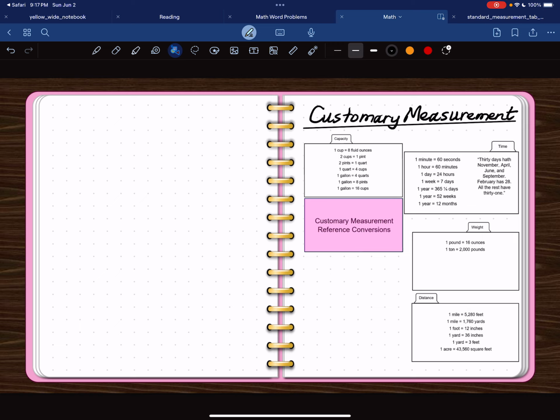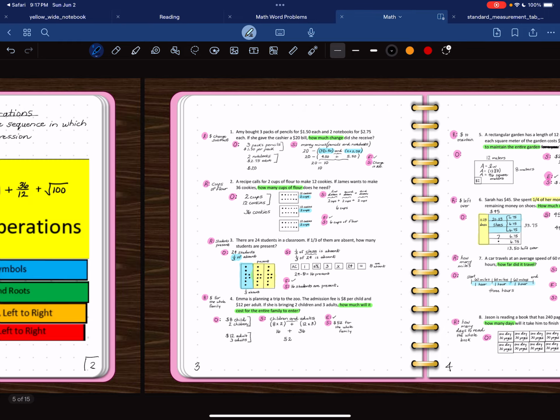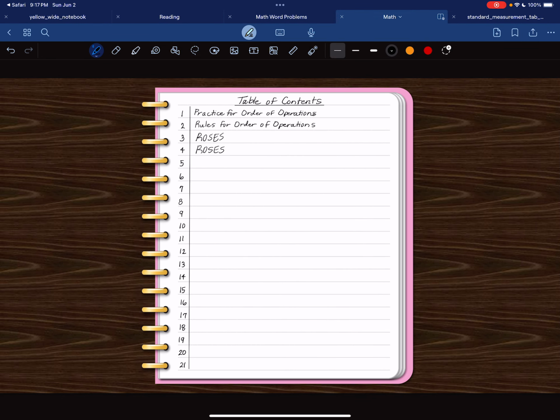But for the purposes of math here, I believe this is page 5. I do want to number my pages and add this to my table of contents. So pages 5 and 6 will be customary measurement.